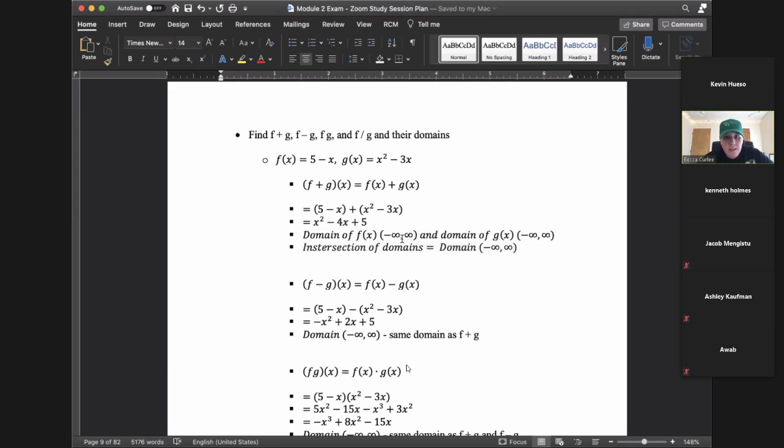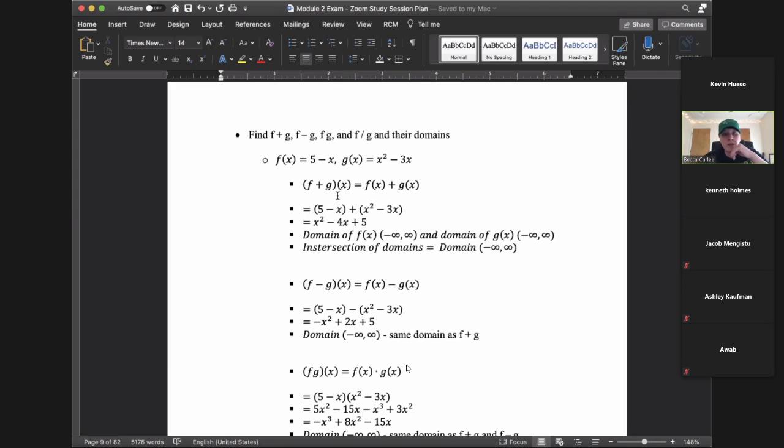So the domain of f of x, you're looking at f of x, 5 minus x. So the domain of f of x is negative infinity to infinity. And the domain of g of x is negative infinity to infinity, because it can equal anything. There's no restrictions on either one of these two domains. So the intersection of the domains is just negative infinity to infinity, because they're the same.